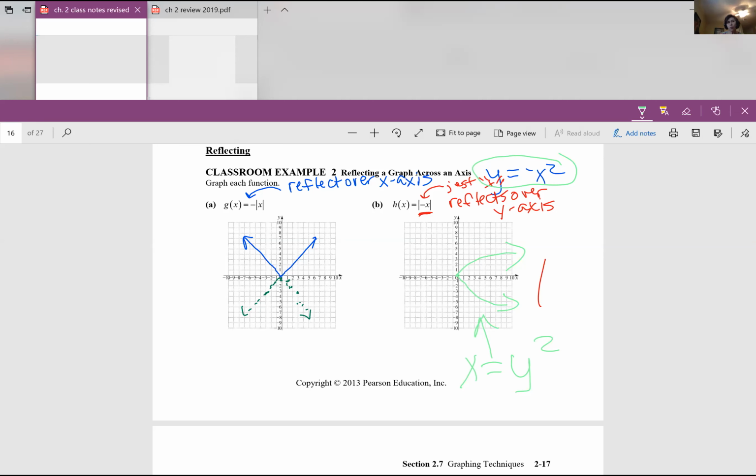So we've got to pay attention. As long as it's y equals x squared, we know it's opening up or down. The negative would tell us it opens down. The positive would tell us it opens up. But we've got to pay attention. If it's x equals y squared, it's going to go side to side. If it's positive, it opens to the right. What do you think would happen if that were a negative in front of the y squared? Instead of opening to the right, it would open to the left.